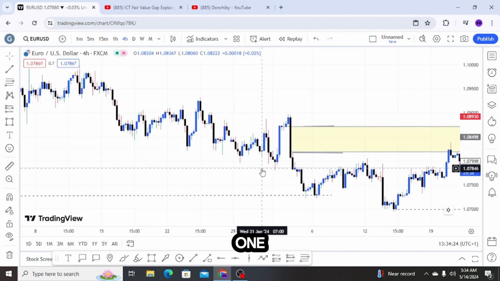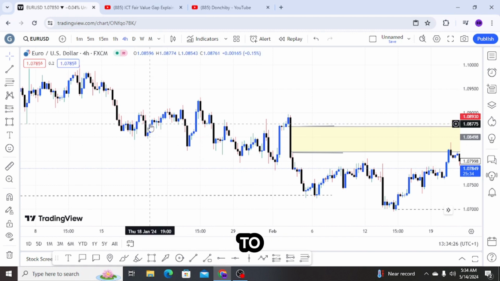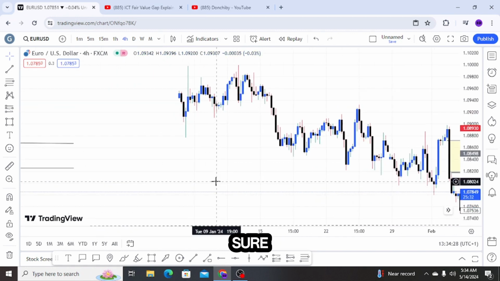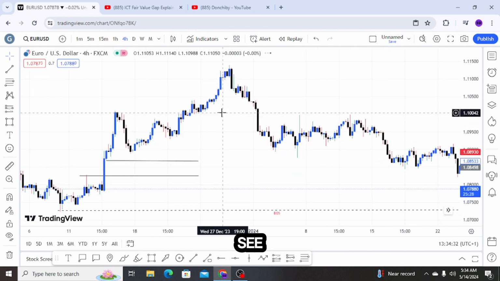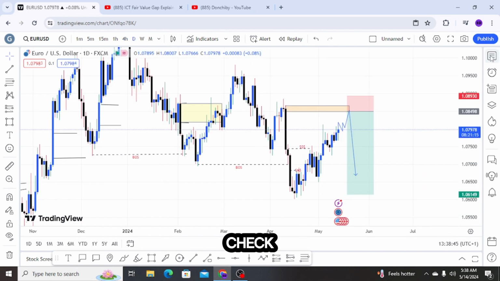If you go down to 1 hour, you will see it. If you go down to 30 minutes, you will see the thing I'm showing you. Anywhere you go, you will see all these fair value gaps that I'm showing you. So let me check another thing.